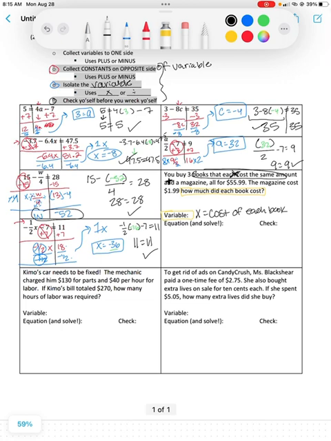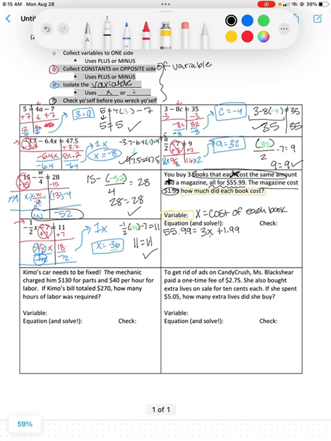Now this is all for $55.99 total. So we know that to spend $55.99 total, we bought 3 books at X dollars each. And we bought 1 magazine at $1.99 each. So we have 3X from our 3 books plus $1.99 equals the total $55.99.